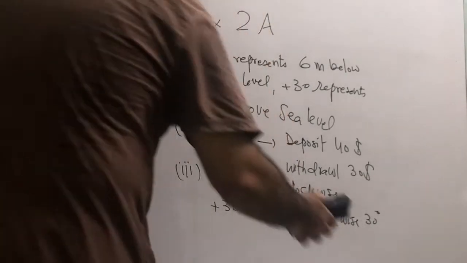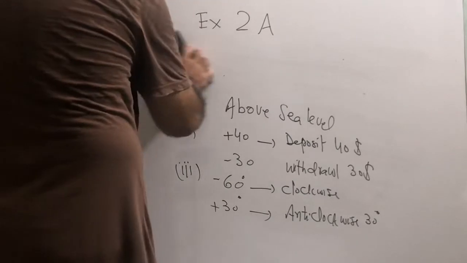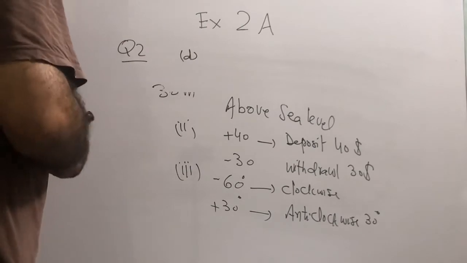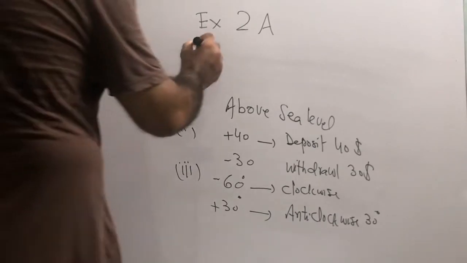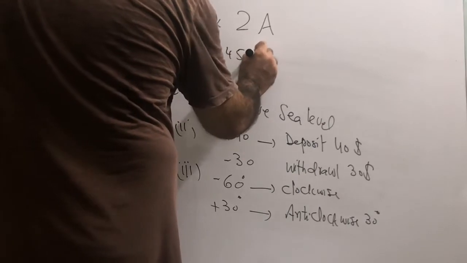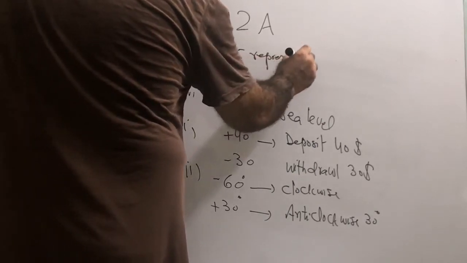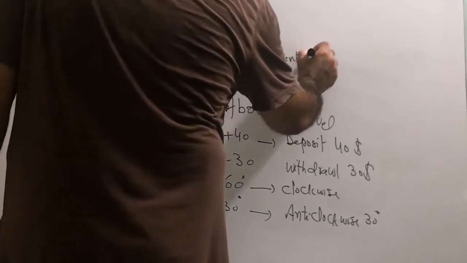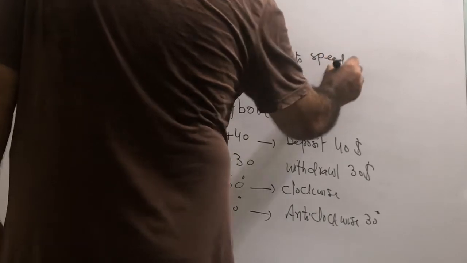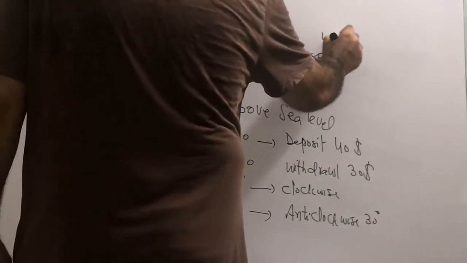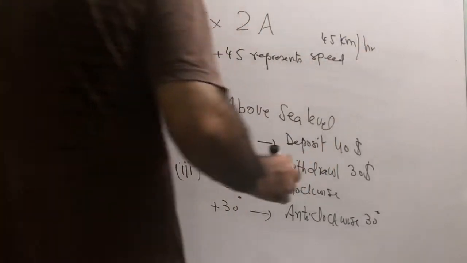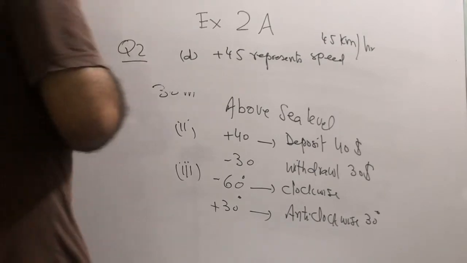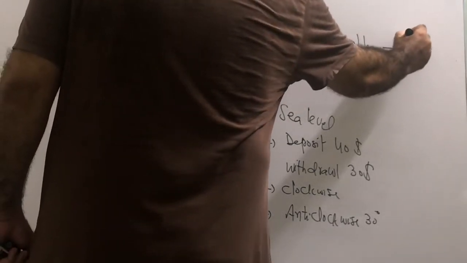Now we will be doing the last part, which is part D. Part D says if plus 45 represents a speed of 45 km per hour. It is the speed of a car. How much? 45 km per hour. Okay. Traveling east, it represents traveling east, this side, east. Okay.